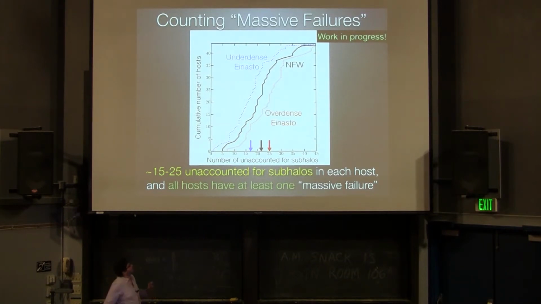What I really want to point out here is that even in the most extreme case where we have a very underdense Einasto profile, we still have at least one massive failure, even in our best case host. And our median is something like 15 to 25, depending on what profile you assume. So basically, it seems unlikely that the Milky Way is just an outlier halo with no massive failures.